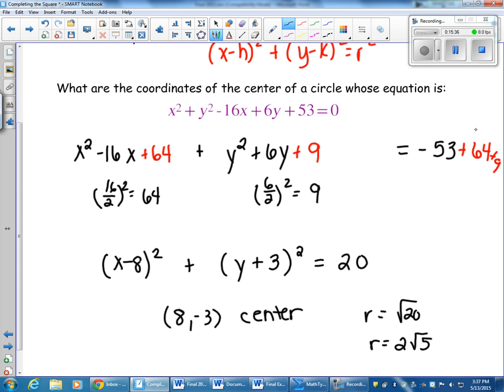If you ended up with a negative number over here, total, when you got all done, instead of 20, if you had a negative number, something's wrong, because a circle can't have a negative radius. You can have negative numbers in quadratics in general, but not when you're solving a circle.